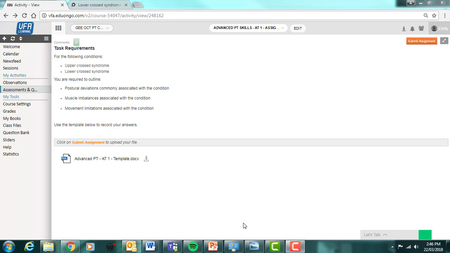Now in the massage course, there is also an assessment that's similar to this, but it's not exactly the same, but the information will still be fairly relevant.